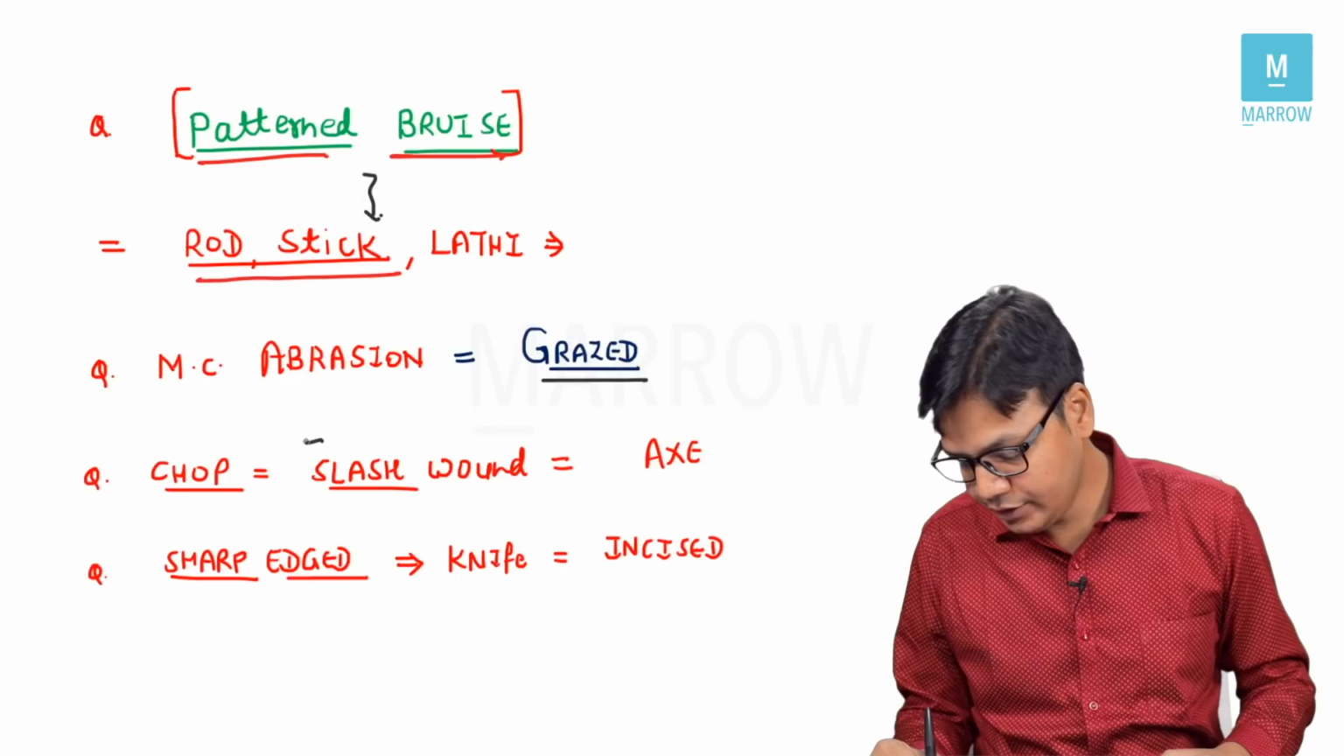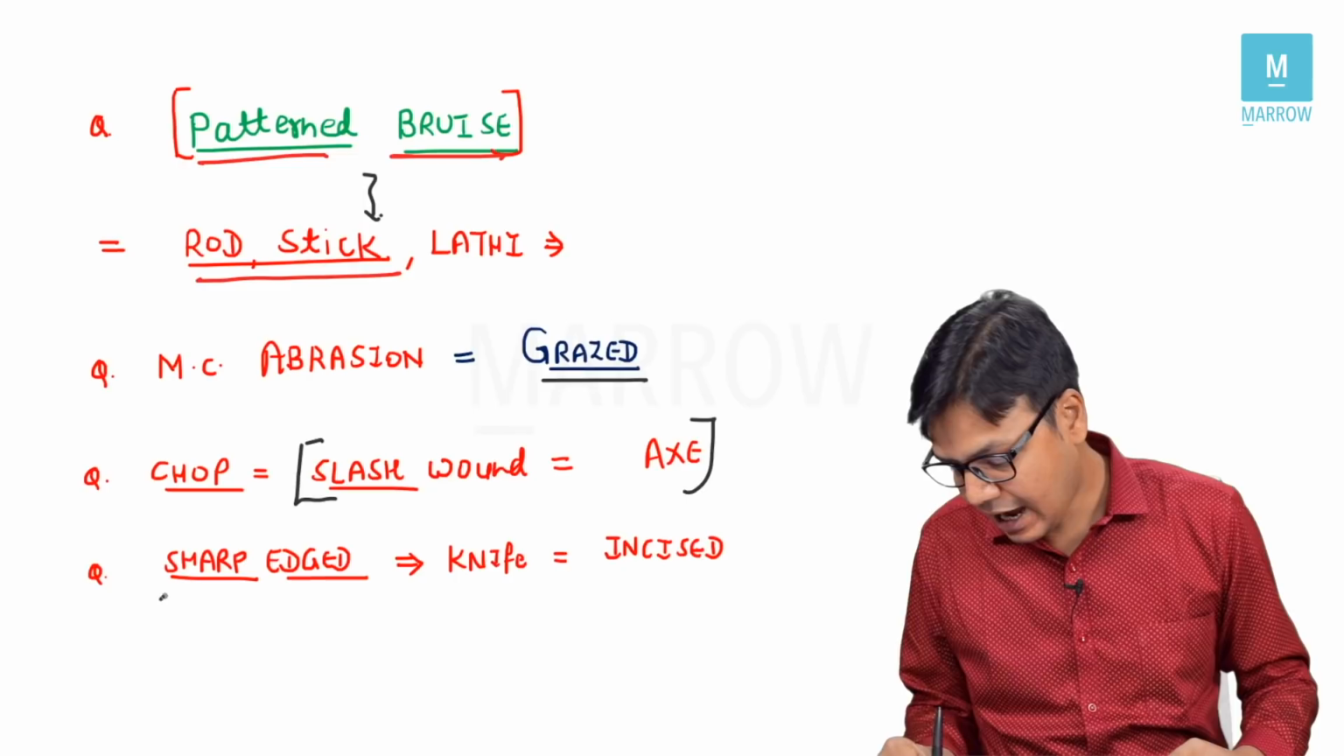Chop wound is also known as slash wound. It is caused by an axe. A sharp edge weapon like a knife causes an incised wound. Done. So, our question has become very easy.